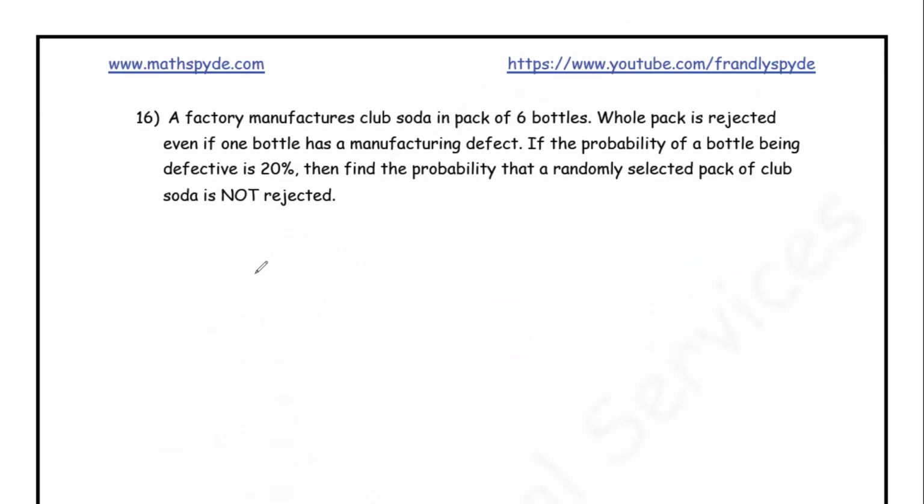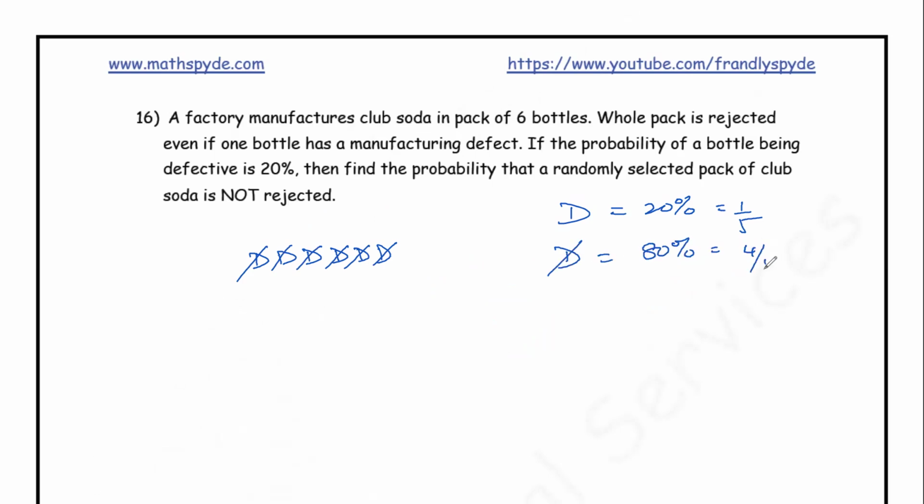A factory manufactures club soda in packs of 6 bottles. The whole pack is rejected if even one bottle has a manufacturing defect. If the probability of a bottle being defective is 20%, so non-defective is obviously 80%, then find the probability that a randomly selected pack of club soda is not rejected.